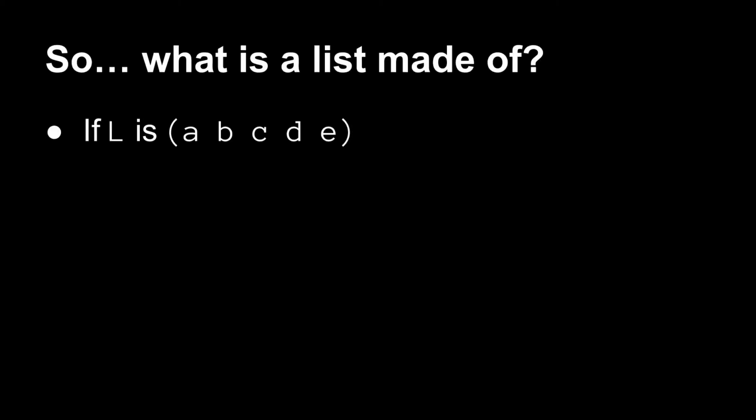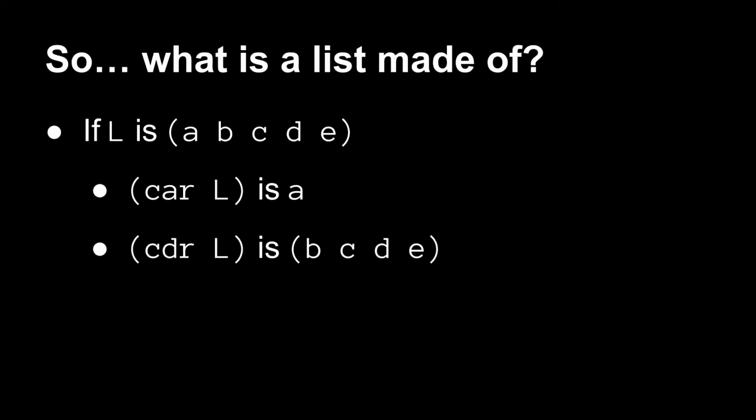Car and CDR. CDR, also known as cutter. What are these? Well, let's consider what a list in Scheme is made out of. If you have an L made up of the list of A, B, C, D, E, then when you do the car of L, you get A out. But when you get the cutter of L, you get the list of B, C, D, E. Do you get it?